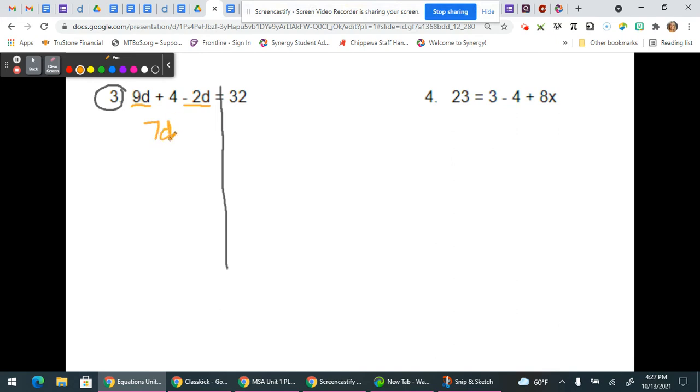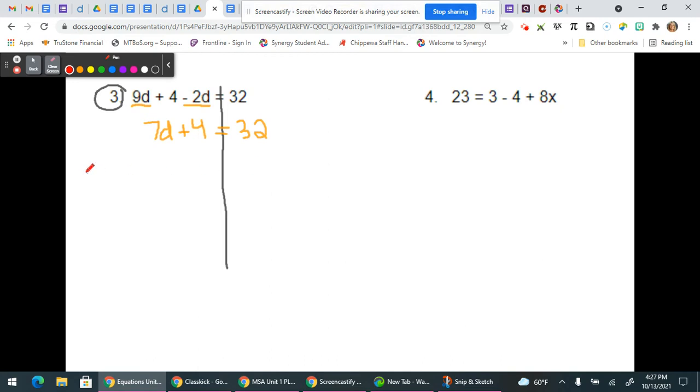So there's my 7d's. Now this plus 4, I really can't do anything right now. I'm just going to report it right below. It doesn't have anything to combine with on the left-hand side, but I do know that this is all equal to the number 32. So now I have an equation that's going to look very similar to what we've been solving. We want to get the d all by itself.